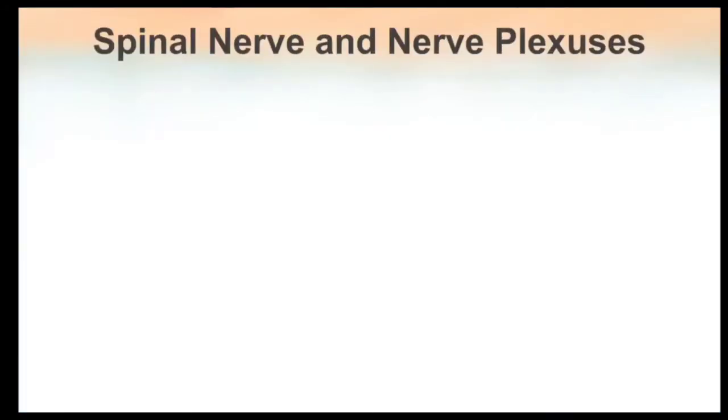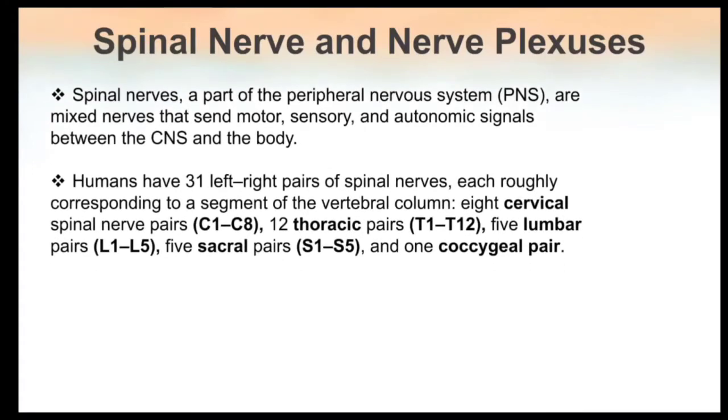So now let's go to spinal nerve and nerve plexuses. So what is the spinal nerve? Spinal nerves are a part of the peripheral nervous system, or the PNS, are mixed nerves that send motor, sensory, and autonomic signals between the CNS and the body.